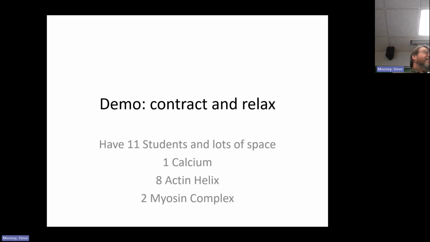Seven on one side, be the actin helix. We need 2 people to be our myosin heads. Who wants to be myosin? One, 2. Everybody else on this side, over by the tables. So over here, we're going to be the actin helix. We're going to stand like this with our hands behind our back. So myosin, we'll stand one here, one there.